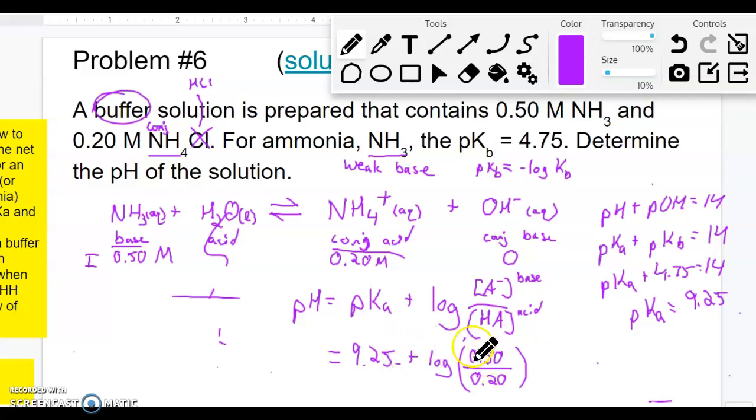And then when we do the math, we divide these numbers, you take the log of it, plus 9.25, and you end up with 9.65, the same answer that we came up with before. Nice. But this was just kind of a shorter route. So if you recognize a buffer and you're just dealing with the conjugate pairs, that's awesome. You just have to do Henderson-Hasselbalch. If you're given a strong acid or strong base, you'll see in the next problem how to deal with that, and then you can deal with Henderson-Hasselbalch.